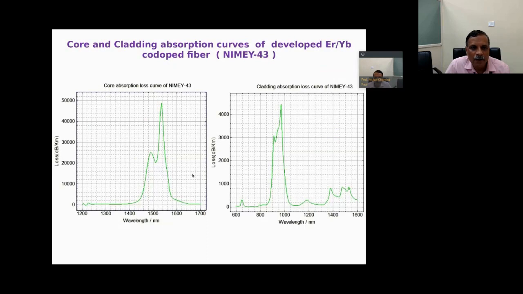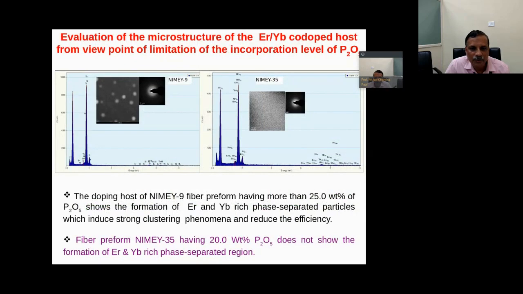This is basically core absorption and cladding absorption. Cladding absorption we have maintained around 40 to 50 dB per meter, and core absorption around 750 dB per meter, around 1550 nanometer. And now the question comes: if we increase the phosphorus doping content, photon energy will decrease and performance will increase. Performance will increase means the back energy transfer from erbium to ytterbium will be prevented. But we cannot increase too much.